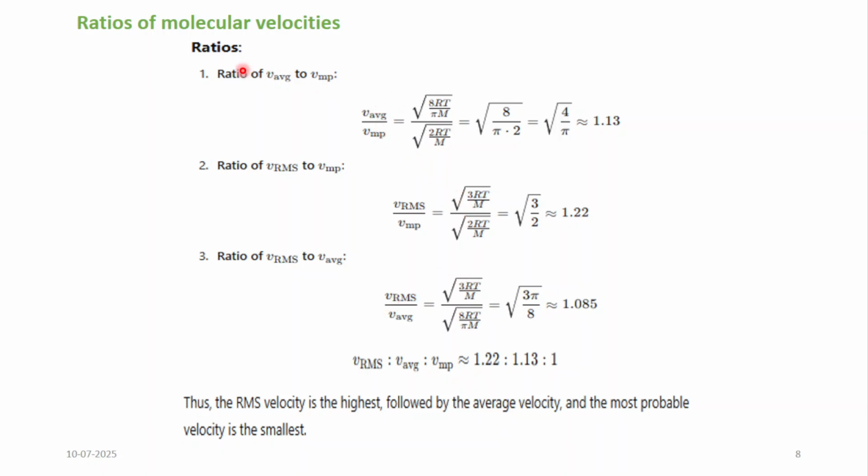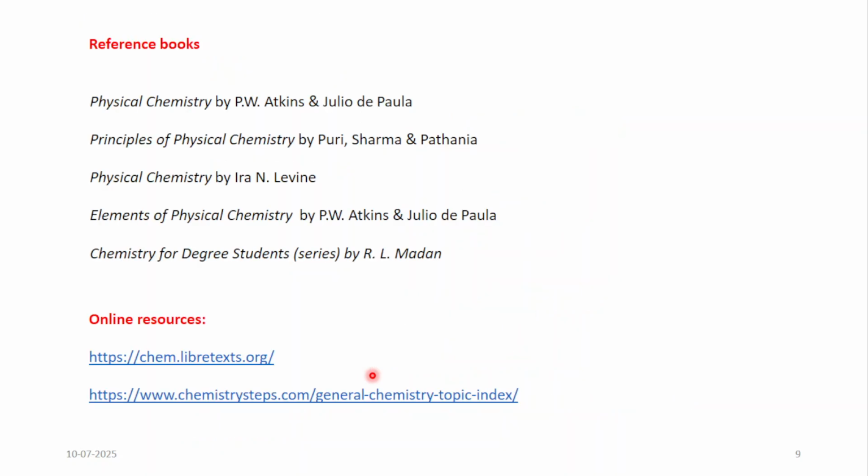Now, this is in summary. We will find the ratio of these. We can find the ratio of average to most probable by dividing the mathematical expressions, and it becomes 1.13. RMS to most probable becomes 1.22. RMS to average becomes 1.085. You simply have to divide the expressions. Now, if you take the overall ratio, that is RMS to average to most probable, it becomes 1.22 : 1.128 : 1. That means RMS is the largest, then average, then most probable. So these are references for this.